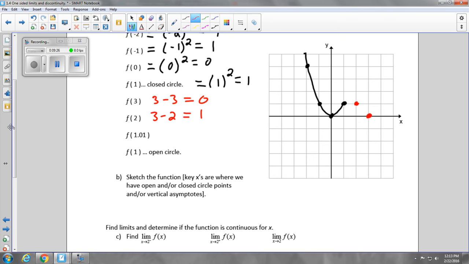F of 1.01, well that's going to be 3 minus 1.01, which is equal to 1.99. So that means we're getting really close to 2, right? But we're never quite getting to it. Because if we do an open circle, that would be 3 minus 1, or like at f of 1, sorry. It's going to be 2, but it's not equal to 1. So the open circle is going to go right there. And we can see that this is going to be the shape of our graph now, coming down like that.